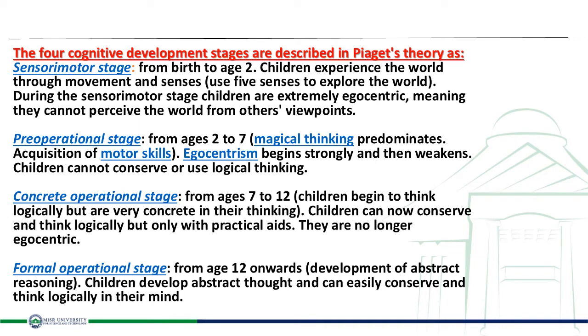And you have to know three points about these four stages. Number one, what about the names and the sequence or order of these four stages? The order or sequence is very, very important. Number two, what about the age interval of each stage? Number three, what about the main characteristics of each one? Let us start with the first stage, the sensory motor stage.